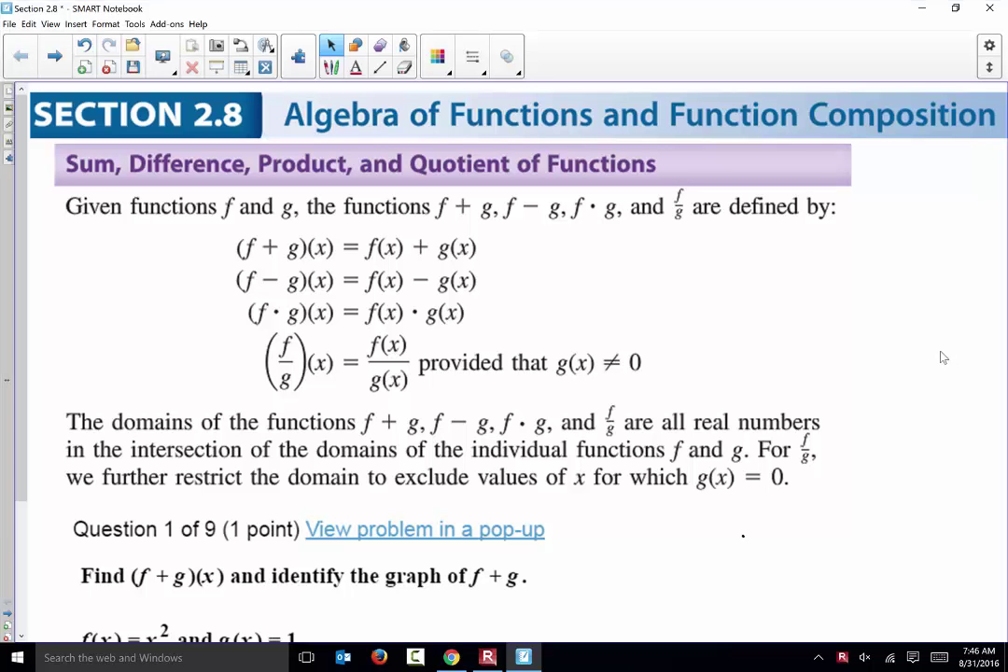Algebra of functions and composition of functions is our topic 2.8. Just like numbers, you can add, subtract, multiply, and divide functions. Almost the way you do with numbers, we can add, multiply, subtract, divide. Okay? So this is the representation of how we do this.